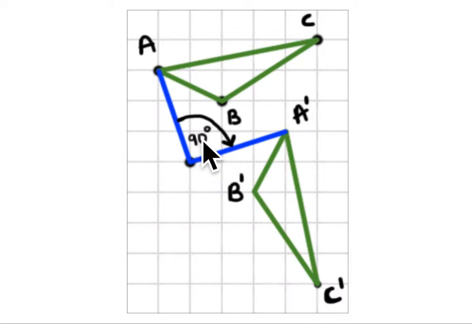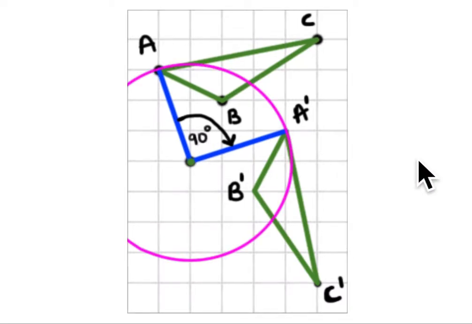Now, how do I know that's 90 degrees? I'm going to show you that in a little while. But that means I can also draw a circle with the center of that circle at this point, which is the center of rotation, and A prime will be on that circle.